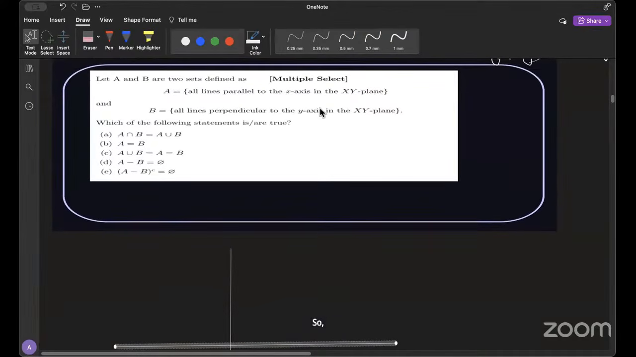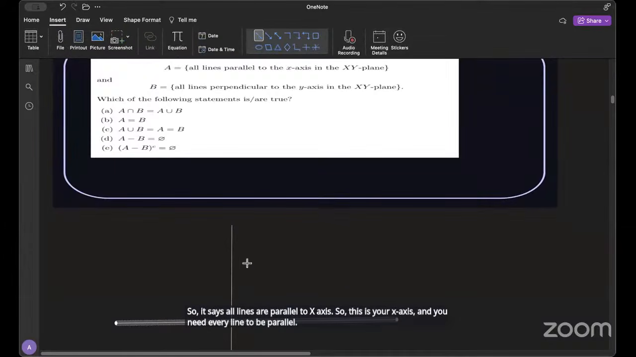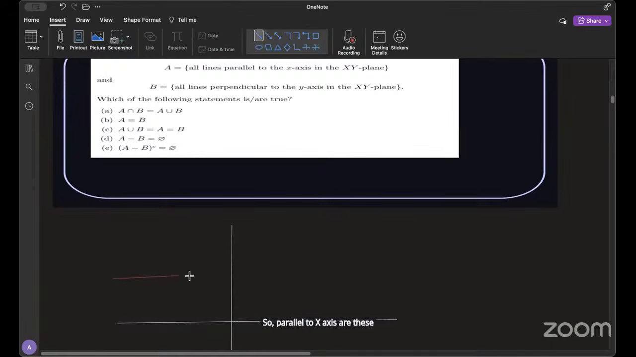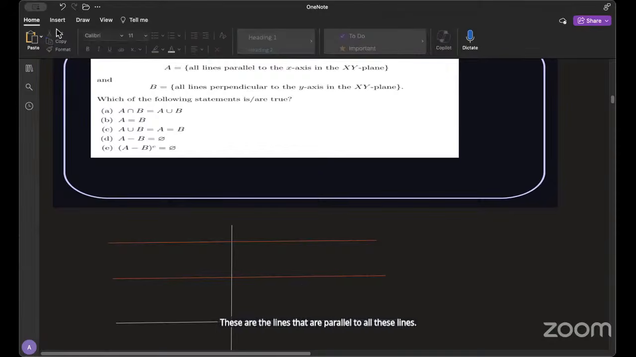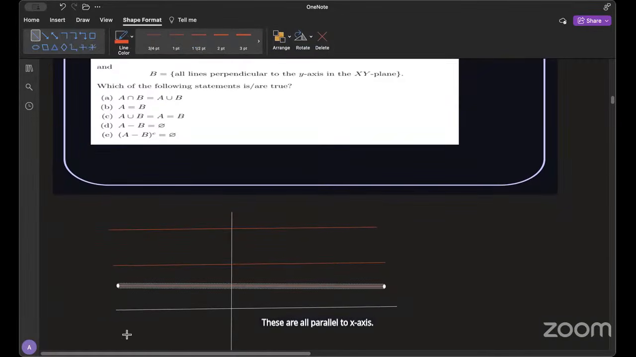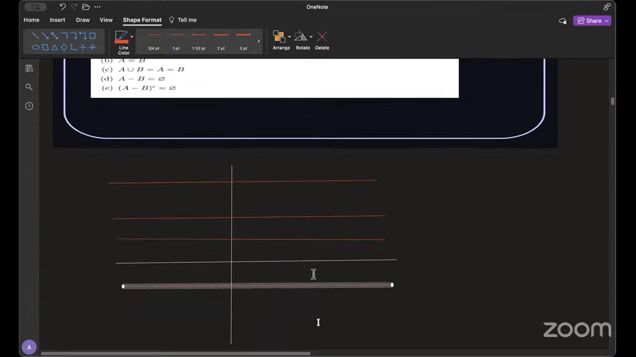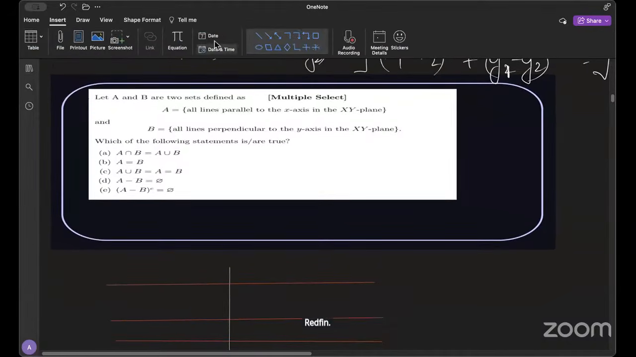So it says all lines are parallel to the x-axis. So this is your x-axis and you need every line to be parallel to this axis. So parallel to the x-axis are these lines, right? These are the lines that are parallel to all these lines. These are all parallel to the x-axis. I might not have drawn them very nicely, but they're all parallel. And so this is your A set. Every line that has been drawn with the red pen is in set A.